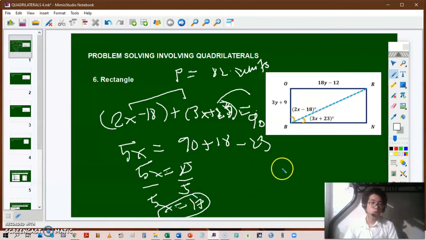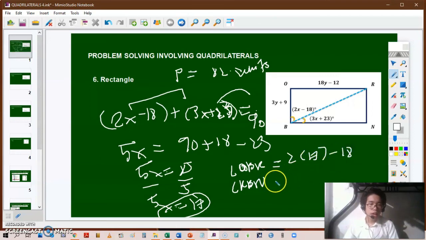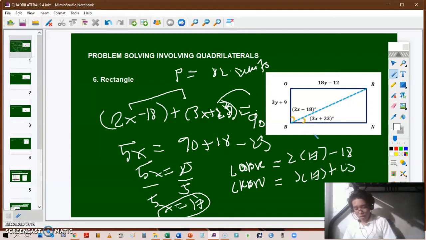And therefore, we can get the measurement of angle OBR and angle RBN. Angle OBR is 2 times 17 minus 18, and angle RBN is 3 times 17 plus 23. So that's going to be 2 times 17, which is equal to 34, minus 18, so that's going to be 16.